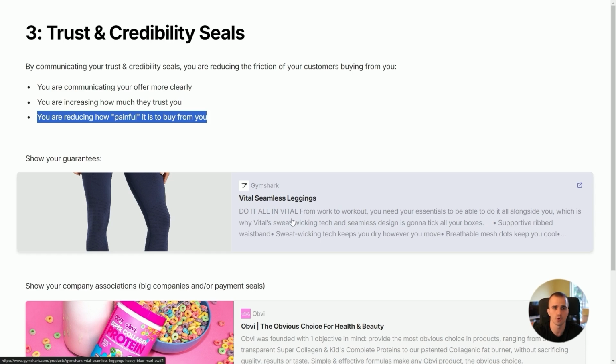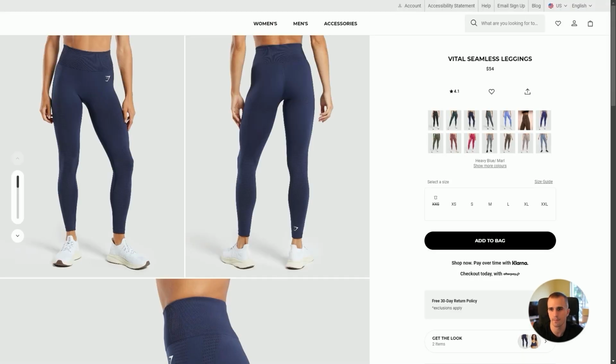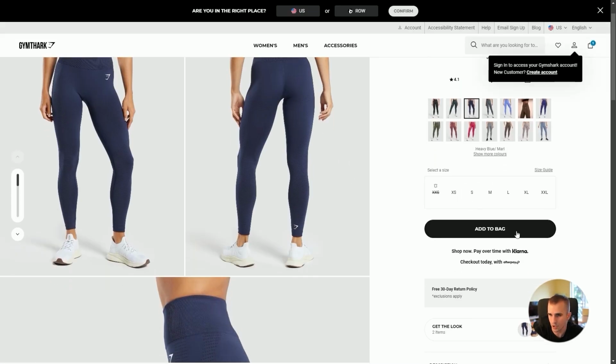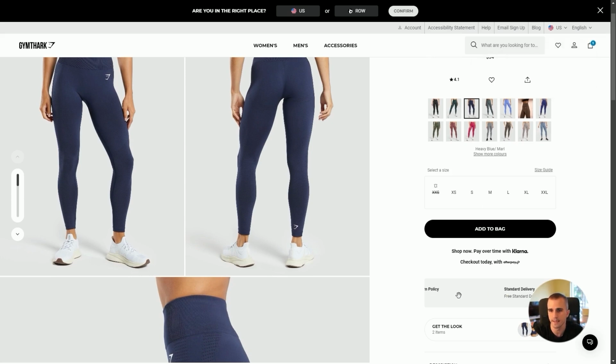First of all, you want to show your guarantees, and in this example we have Gymshark. You can see just below the add to cart, they have this free 30-day return policy. They have standard delivery in 4 to 7 working days. By having this, they're saying if you don't like this product, you can return it for free. You will get your money back and you will basically lose nothing. And that way they are reducing the friction. So how painful will it be to buy from them?